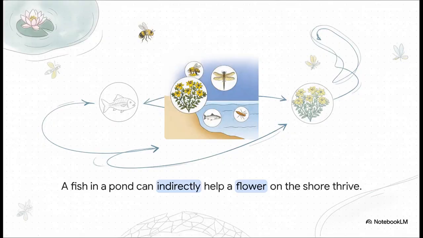And there it is. That's the secret connection. It's just a perfect example of how one creature can have this huge indirect impact on something you'd think is completely separate. The fish and the flower never even meet, but the fish's presence is the secret to the flower's success. It's just a beautiful picture of how the food web works in mysterious ways.